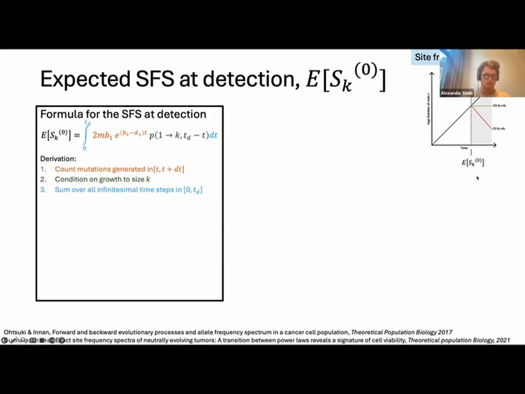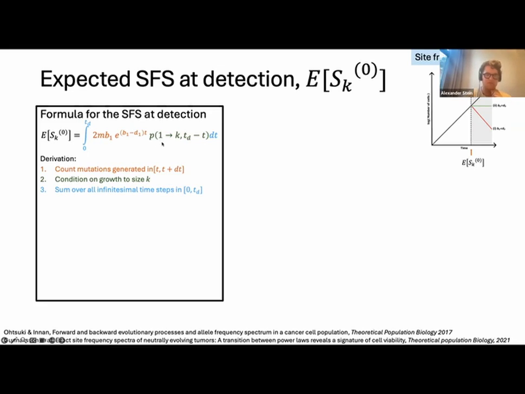For this, we borrow methods previously introduced by Otsuki and Gunnarsson in 2017 and 2021. We compute the site frequency spectrum at the time of detection via this integral. Essentially, what this integral does is count the number of mutations that are generated at time t in the infinitesimal time interval t to t plus dt. So we have an expected population size, e to this exponential here. Each of these cells will divide at rate b1 and generate 2 cells, each having on average m mutations. This is how many mutations we will generate in this time step. And then we want to condition those to grow to size k. I think this is where the magic essentially happens.